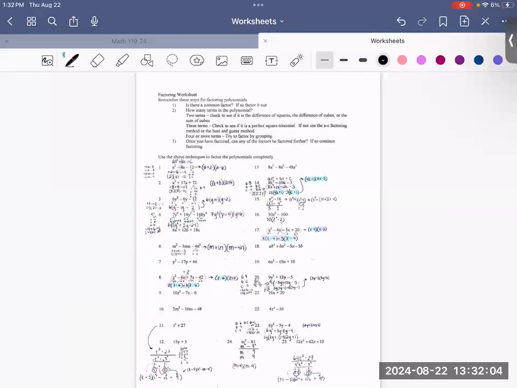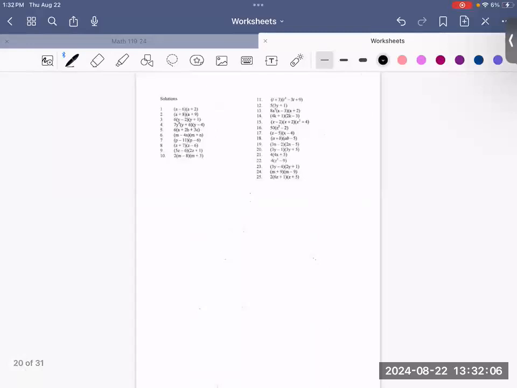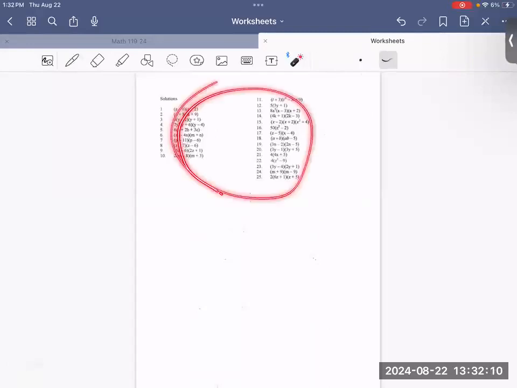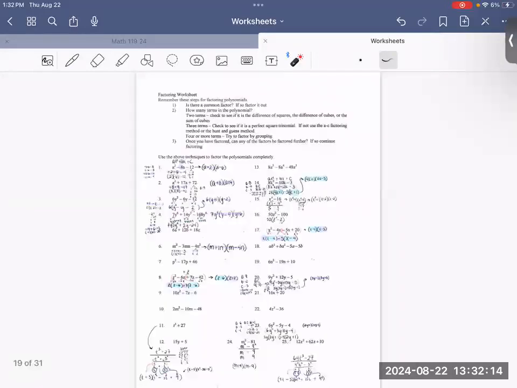So hopefully that clarifies how to factor. Again, you're going to show all of these answers if you need it. So good luck with your factoring.